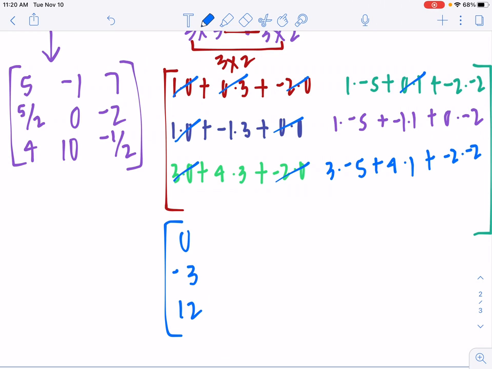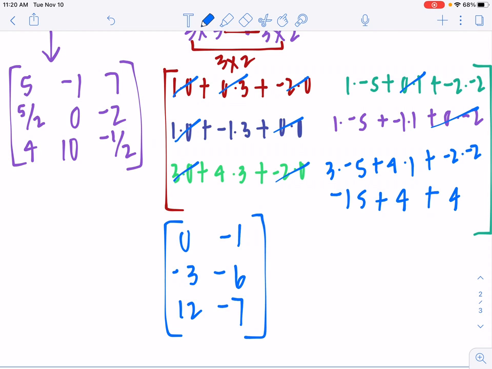Okay, that 0 is going to go away, so negative 5 plus, that's going to be positive 4, that'll be a negative 1. 0 is going to go away, negative 5 plus negative 1, that'll be negative 6. And then, let's see, negative 15 plus 4 plus 4, that will be negative 7. And we ended up with a 3 by 2, as we said we would.